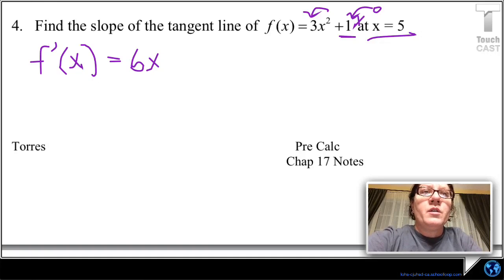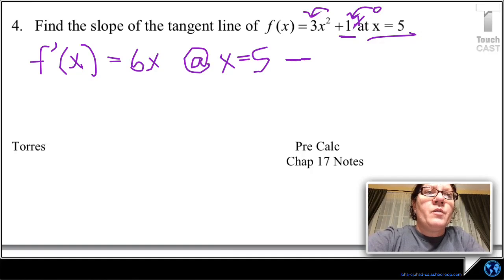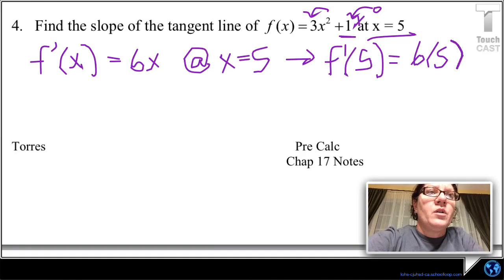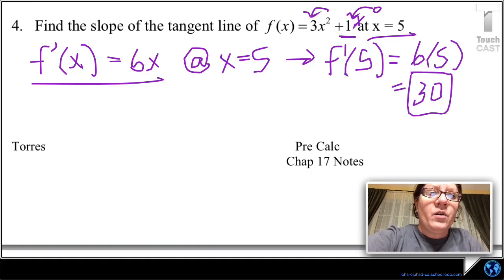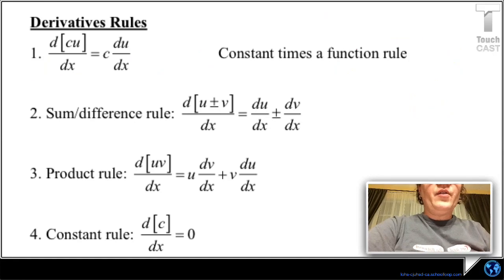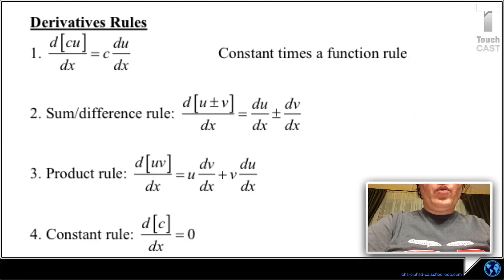So my slope is nothing more than 6x, and then if I want to find the specific slope at x equals 5, then I'll simply plug in the 5, and so the slope when x is 5 is nothing more than 6 times 5, which is 30. That's my specific slope at x equals 5. Keep in mind that this was the general slope for any point on my curve. Okay, and then these are all some quick rules that will make more sense as we use them.